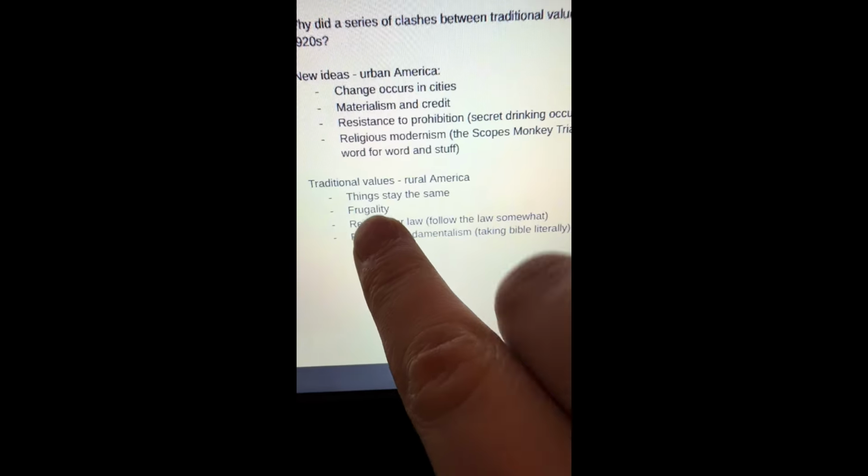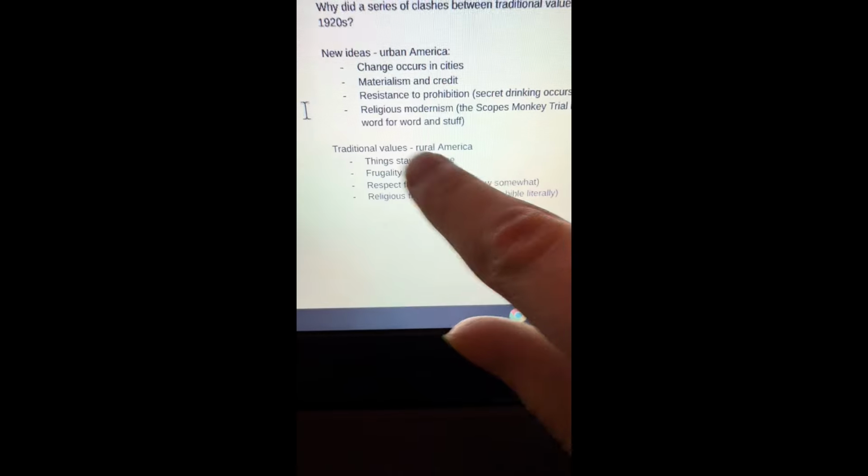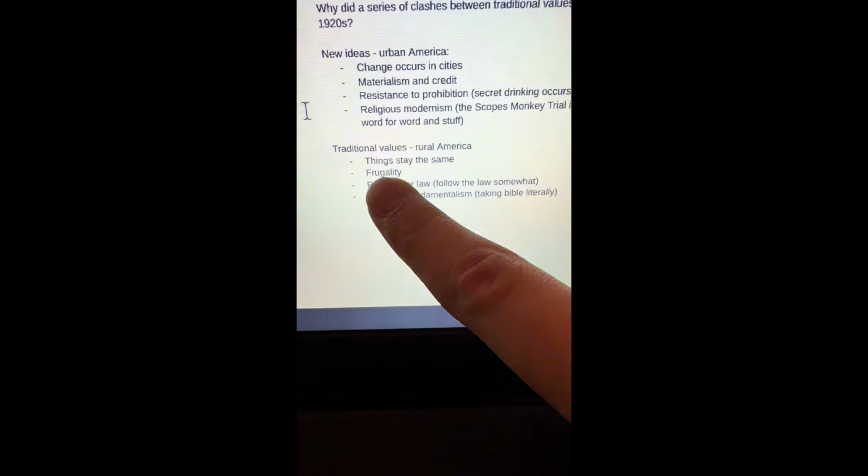Okay. So things tend to stay the same because of traditional values. People in rural America tend to hold on to traditional values. Frugality. So people are not as into materialism and going into debt. Instead, they are like, we need the necessities and only the necessities.